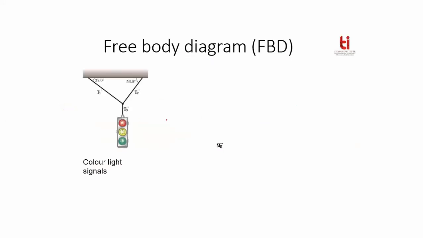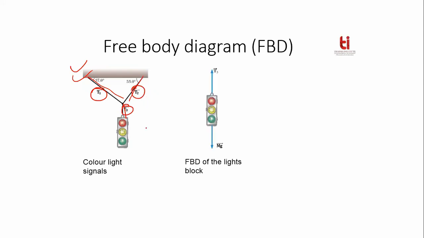For example, suppose this problem is given to us, in which a color light signal is hanging with three ropes. This is one rope, two rope, three rope, and you are asked to find the tension in each rope. If you draw a free body diagram, then you can easily find all the tensions present in the system. Otherwise, without applying FBD, it will be very difficult.